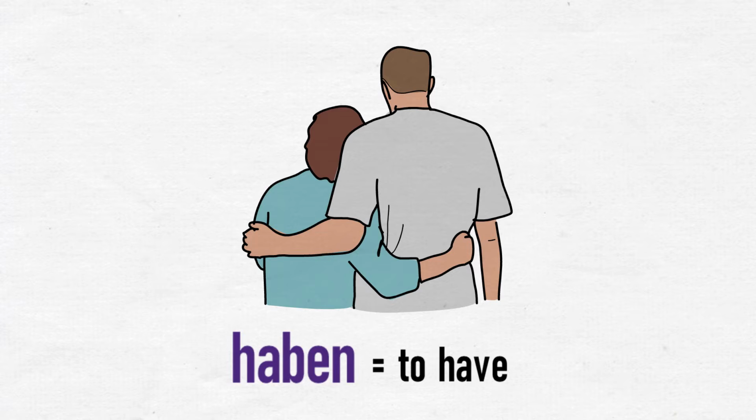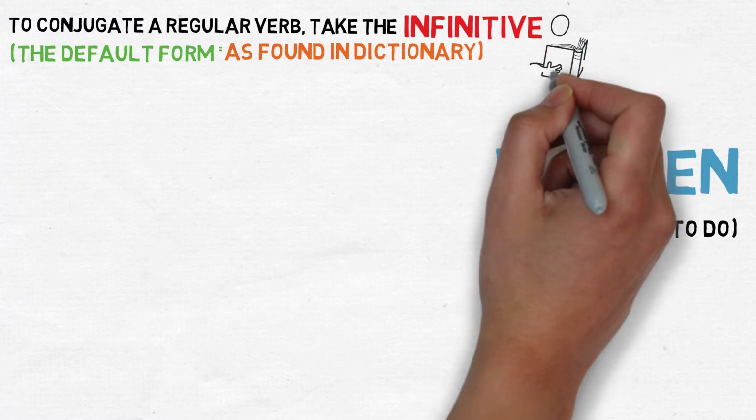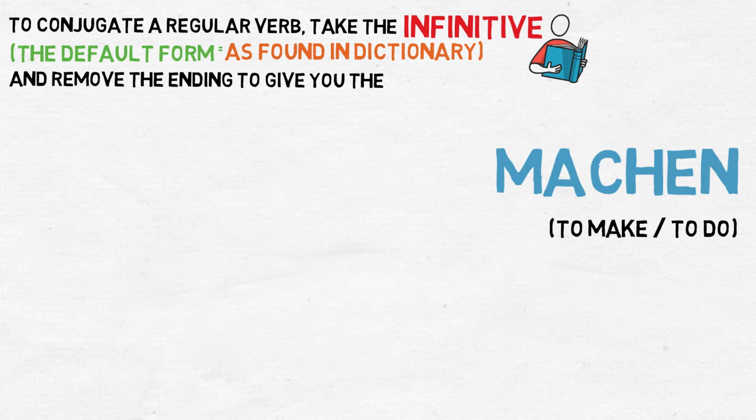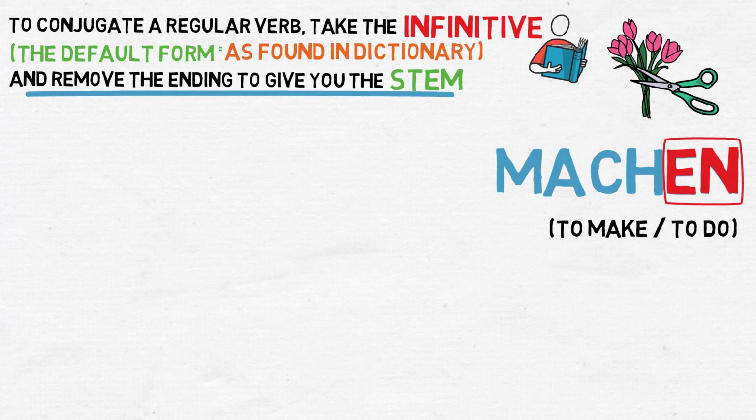For this example, we'll look at the verb machen, which means to make or to do. To conjugate a regular verb, you take the infinitive, the form you would find in a dictionary, and take the ending off, which leaves something that we call the stem of the verb. Think about a flower. To be left with the stem, we chop the end off. The end of the verb is the en at the end, so the stem of machen is mach. We then add the same endings as we used for haben. If we compare the forms of haben to the forms of machen, you can see the endings mirrored.